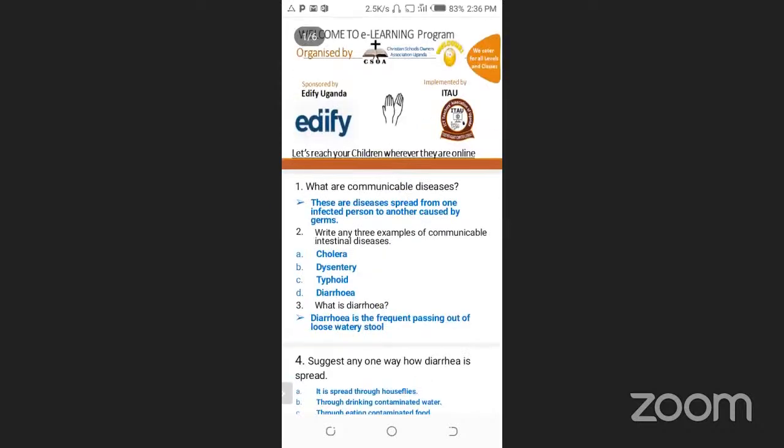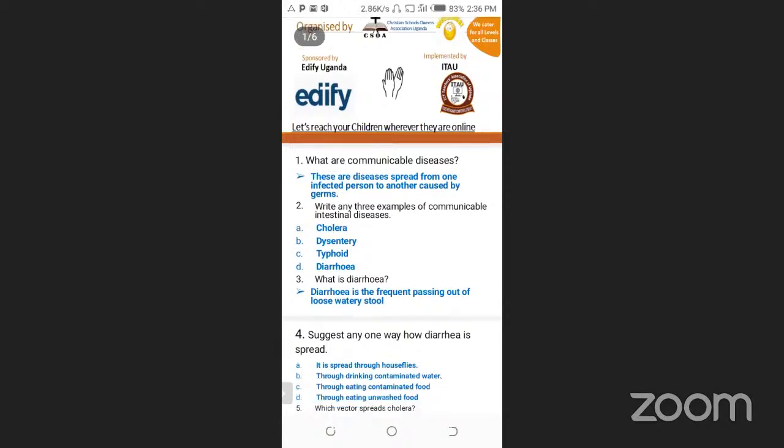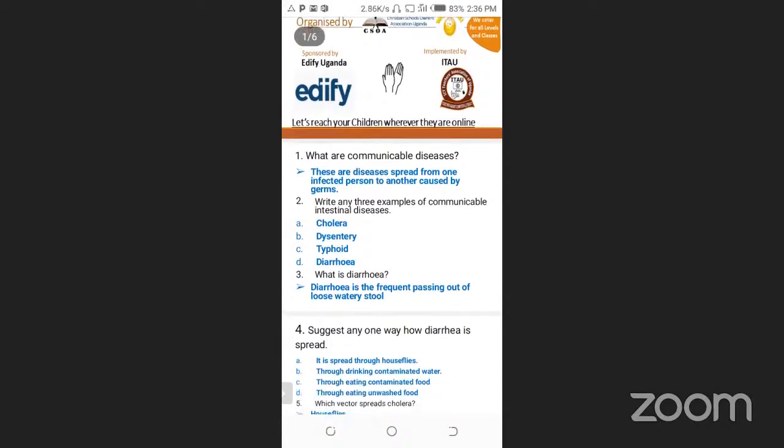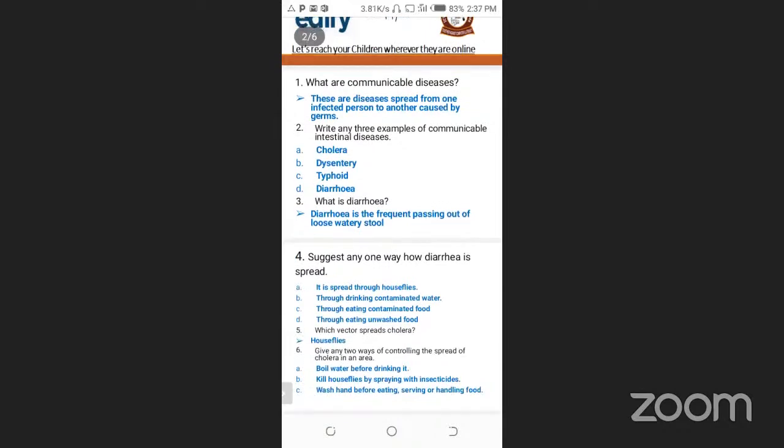So here we are talking of how we can control. Number one, you have already said by boiling water. So you need to boil water before drinking it. We have talked about this over and over. So members, if you boil water, they can ask you a question: why do we boil water? We boil water in order to kill germs. When there are germs that spread cholera in that water, once you boil it, it will be able to kill those germs.